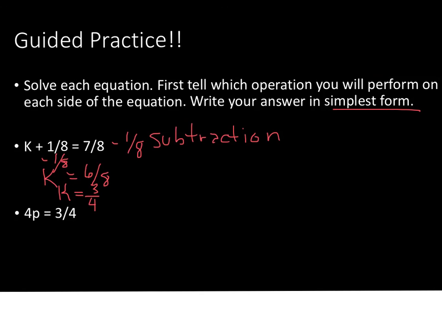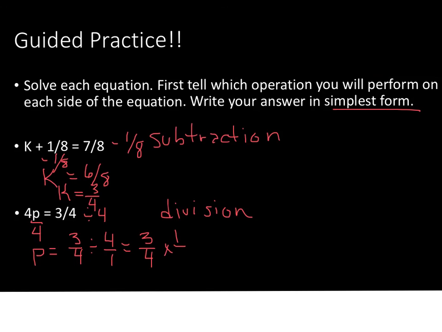Alright, and then I have 4p equals 3/4. So the first thing that I'm going to do is divide, or do division. And I'm going to divide both sides by 4. So now p is equal to 3/4 divided by 4. So now I'm going to keep, change, flip. So 3/4 times 1/4 is equal to 3/16. So p is equal to 3/16 is the solution.